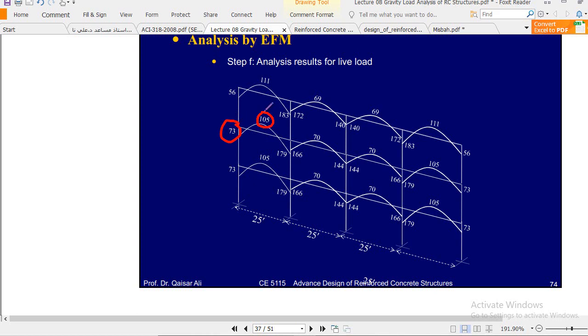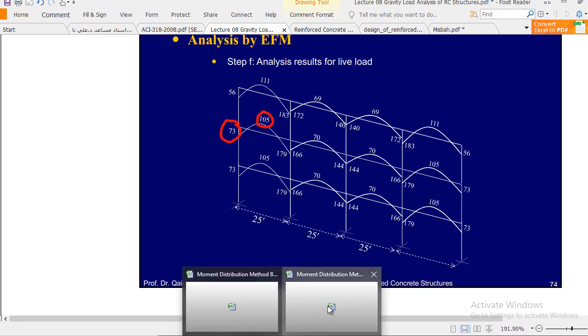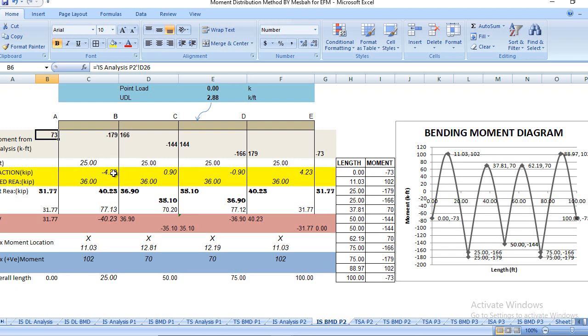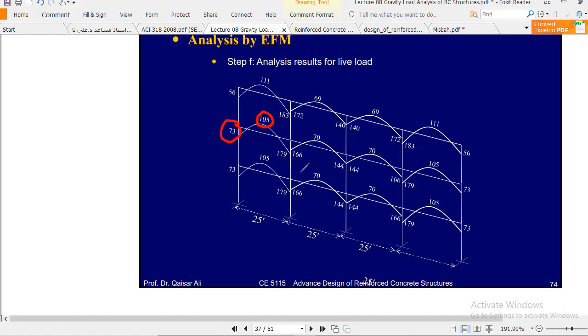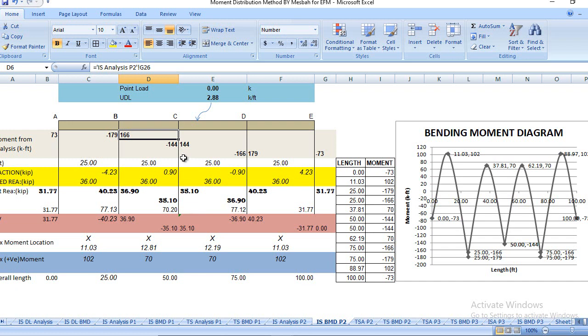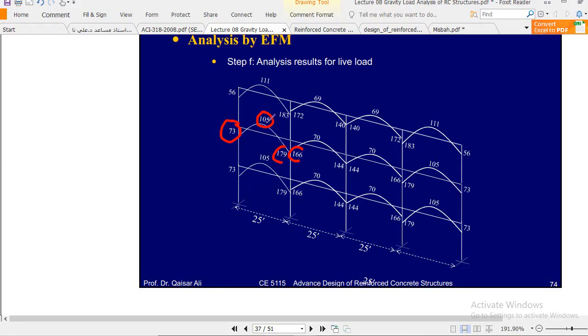Similarly, 105. Let me show this value. You see here 102. Okay, then minus 179 and 166. Okay, so you see 179 and 166. Okay, then we have 70. Right, this one. So basically in this diagram they have 105, but I have 102. This is for interior story.